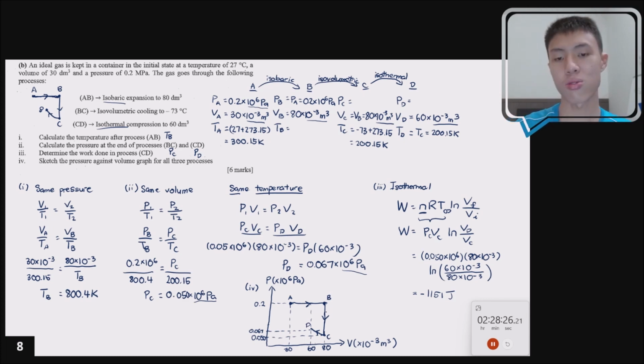Once we have sketched everything here, we make sure all the pressure and volume are labeled. Then we can say we are done sketching this graph over here.